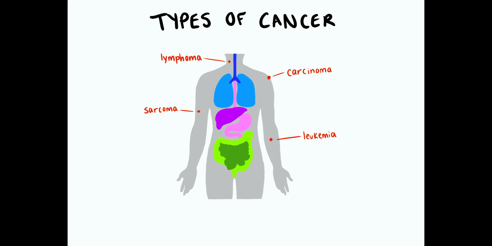Carcinoma grows in epithelial tissue in and outside of the body, such as skin or organ linings. Sarcoma is in connective tissues in bones, tendons, cartilage, muscle, and fat. Leukemia is cancer in the blood that begins in bone marrow. Finally, lymphoma is in the lymph system.